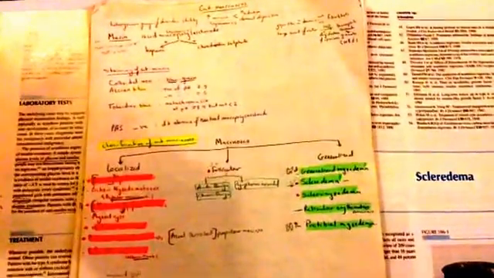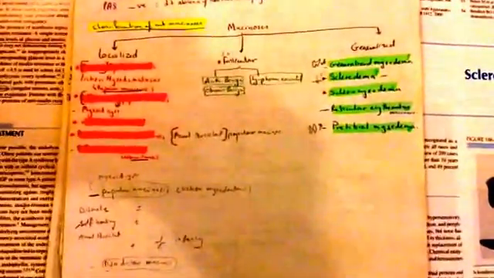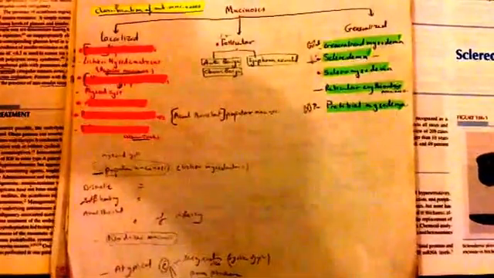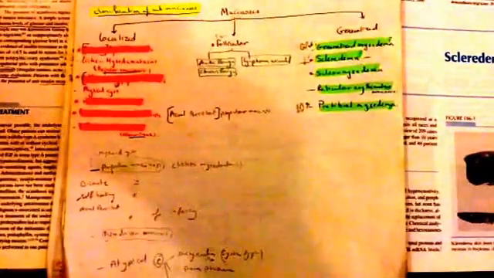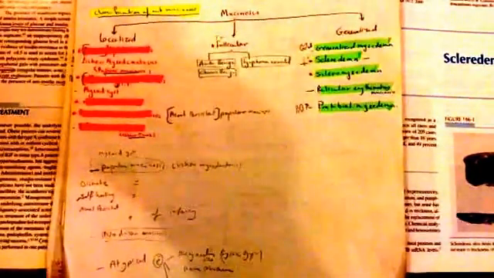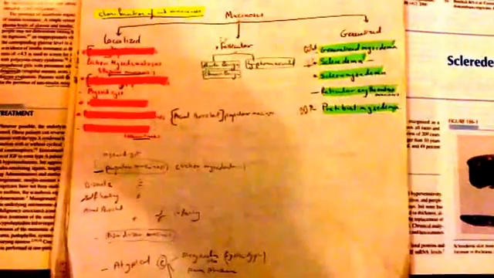Classification of cutaneous mucinosis. Cutaneous mucinosis is classified into localized, follicular, and generalized types. We'll start with the follicular: acute benign, chronic benign, and lymphoma associated.